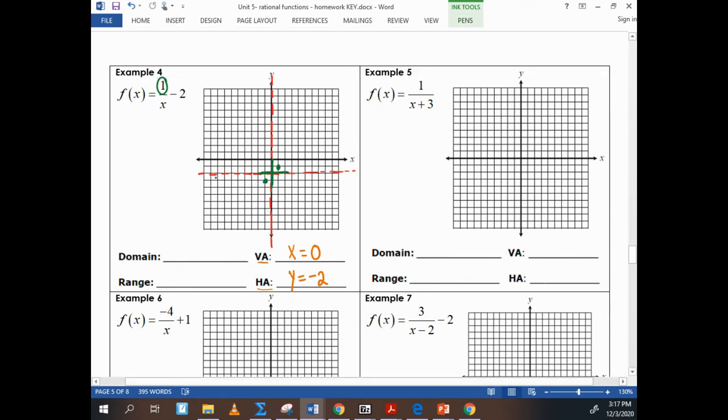They want to look just like the parent function. It's going to get close to those asymptotes, but never cross. Okay, so close to the asymptotes, but never cross. That's what your graph's going to look like.